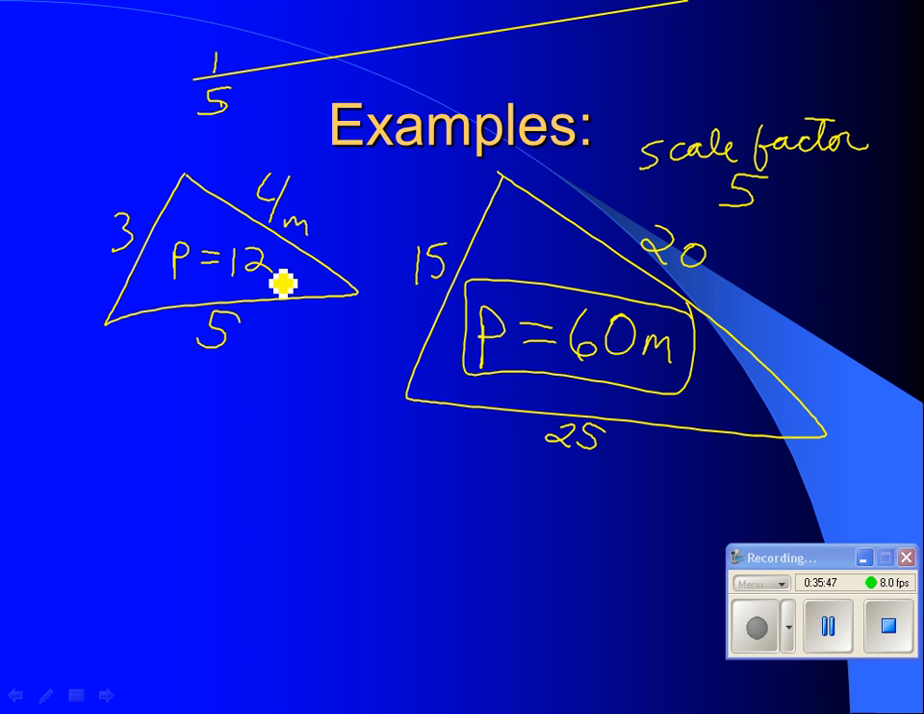So, did we have to go through and find all of these three? No, we could have just taken this, and that's going to be a rule we're going to learn later on in the chapter. This perimeter, times the scale factor, gives us this new perimeter, and we wouldn't have had to find any of the sides.